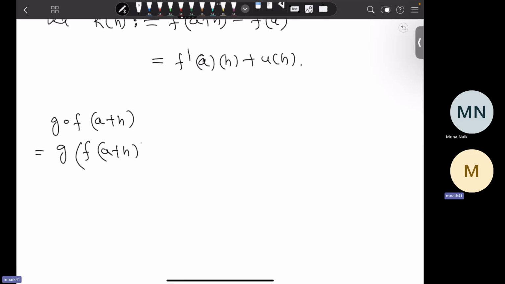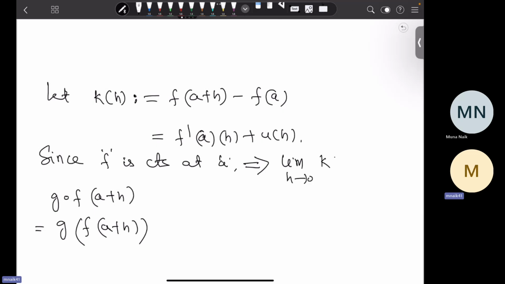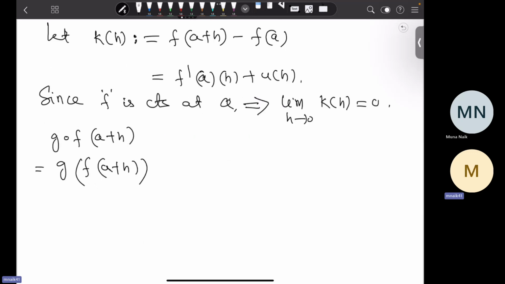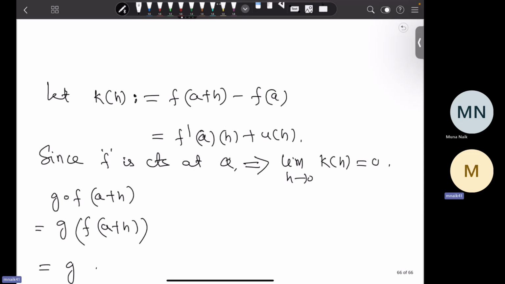Now observe that since f is continuous at a, this will imply that the limit as h tends to 0 of k(h) is equal to 0. Because we know that if f is differentiable at a, then it is continuous at a. So f of a plus h is nothing but f of a plus k of h.